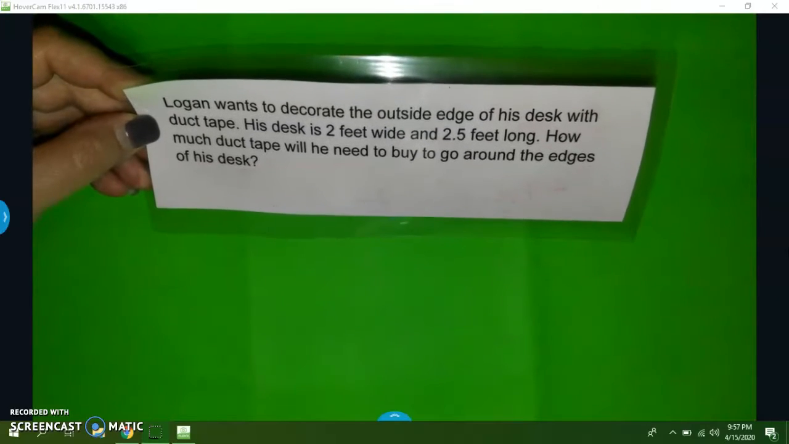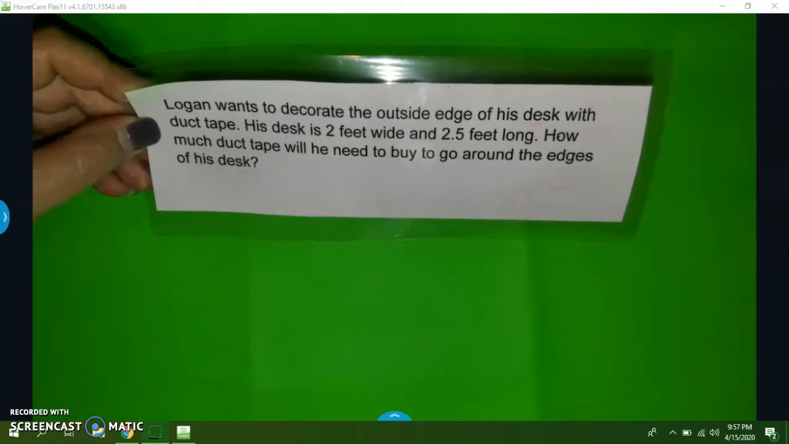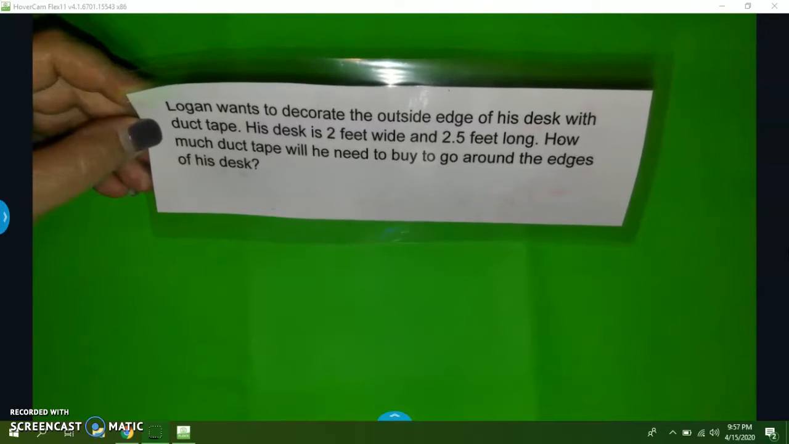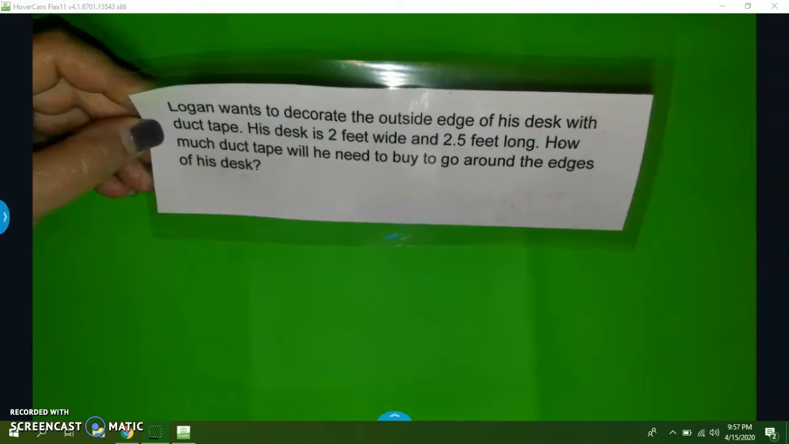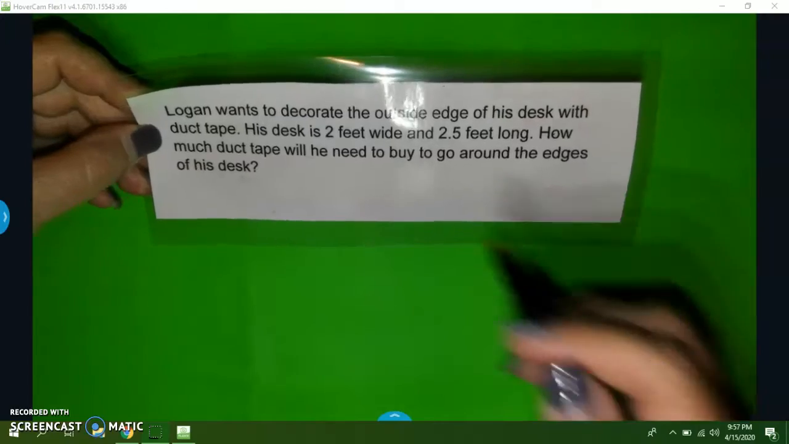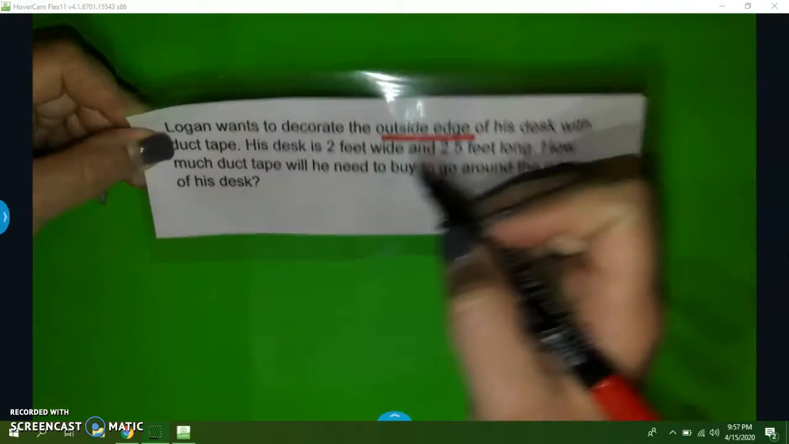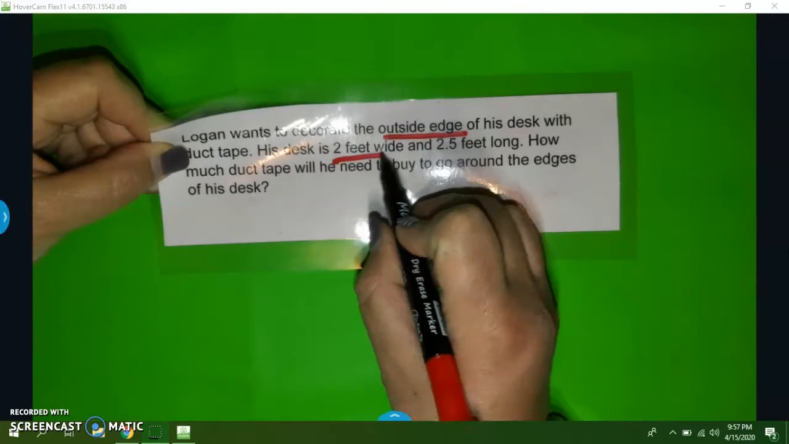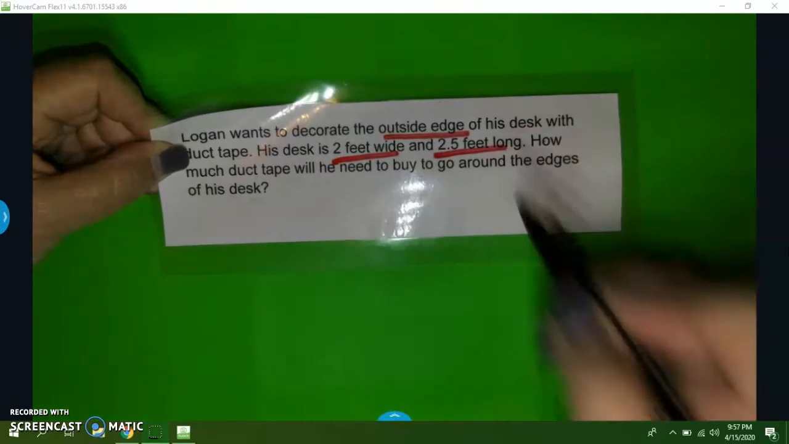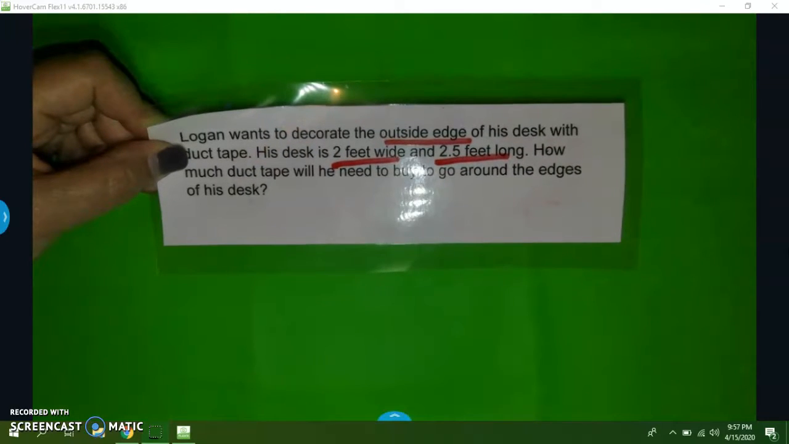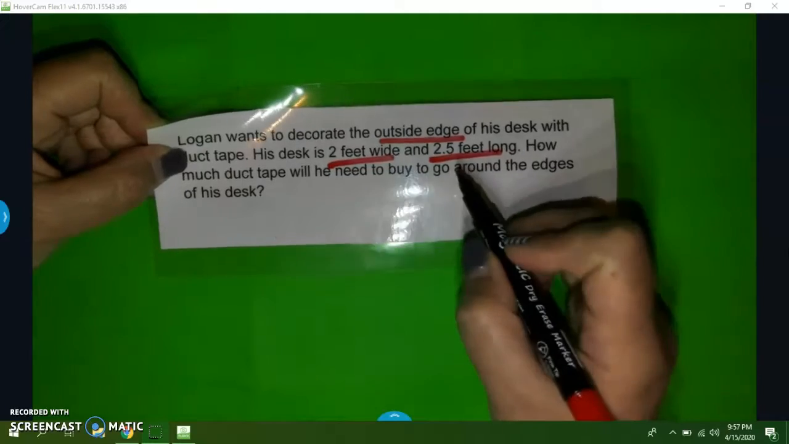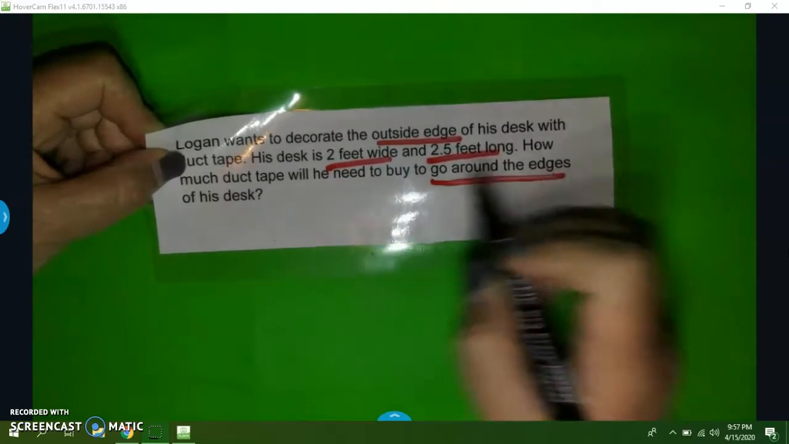Logan wants to decorate the outside edge of his desk with duct tape. His desk is 2 feet wide and 2.5 feet long. How much duct tape will he need to buy to go around the edges of his desk? So the important things here would be that we're going on the outside edge of his desk, and his desk has the dimensions of 2 feet wide, 2.5 feet long. And again, the question is asking me, how much will it take to go around the edges?